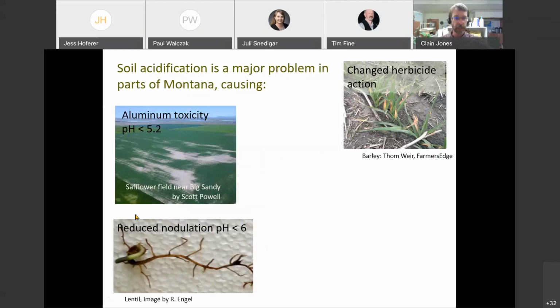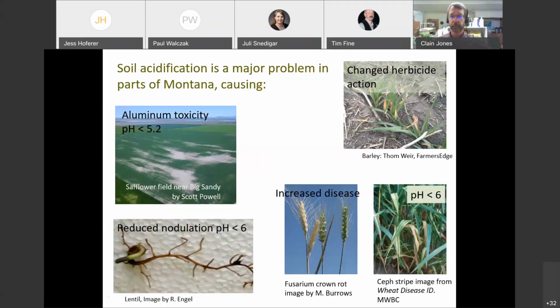Also, legumes that have those nice nodules on their roots end up not nodulating as well below pH 6, and often then nitrogen fixation drops dramatically both for alfalfa and also pulse crops below pH 6. Some people have seen increased disease like cephalosporium stripe when pH drops below 6. And all of this combined results in yield loss, eventually soil organic matter loss. You can picture you're not returning any residue in these areas, and a loss of resiliency to change.